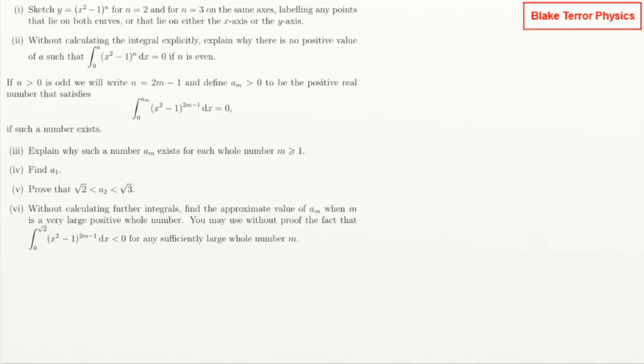Hello, this is question 3 from the 2022 MAT. We're going to start off by sketching y equals (x squared minus 1) to the power of n, where n is 2 and n is 3, on the same axes, labelling any points that lie on both curves or that lie on the x-axis or y-axis.